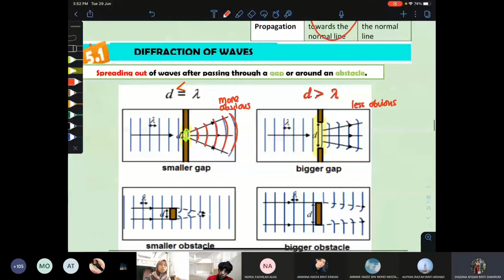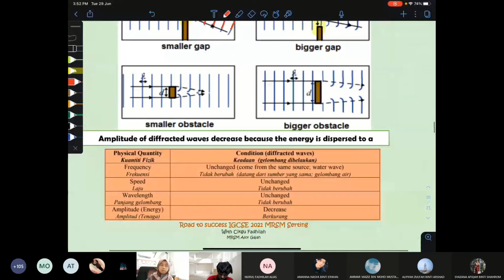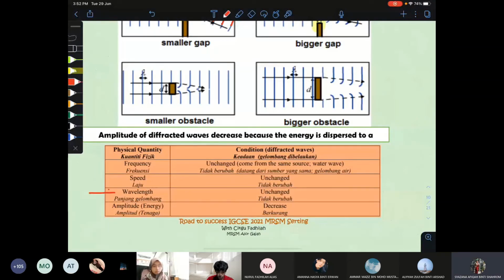That is the knowledge that you should know. Okay? So yes, thank you. Very good. So if you look at this, wavelength before, after. After diffraction, the wavelength must not change.